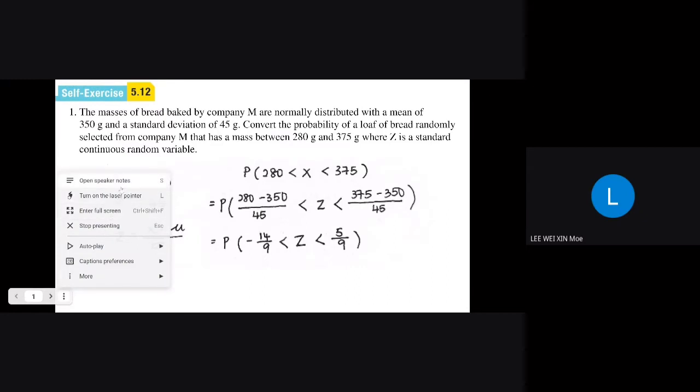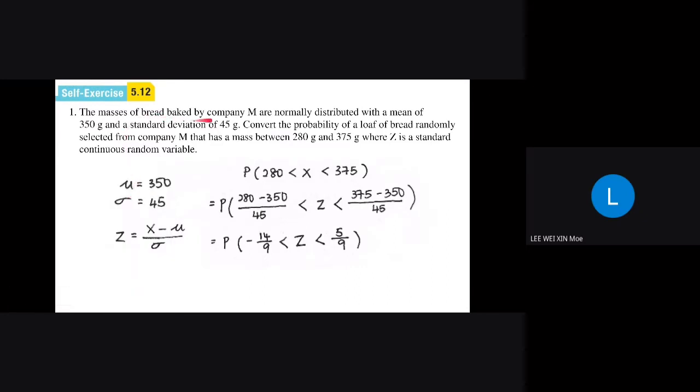Question 1. The masses of bread by company M are normally distributed with a mean of 350 gram and a standard deviation of 45 gram. Convert the probability of a loaf of bread randomly selected from company M that has a mass between 280 gram and 375 gram, where Z is a standard continuous random variable. Z is actually the Z score, and Z is equal to x minus mean divided by standard deviation. The probability is in between 280 and 375.